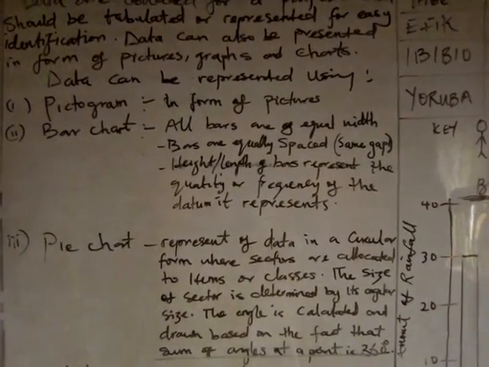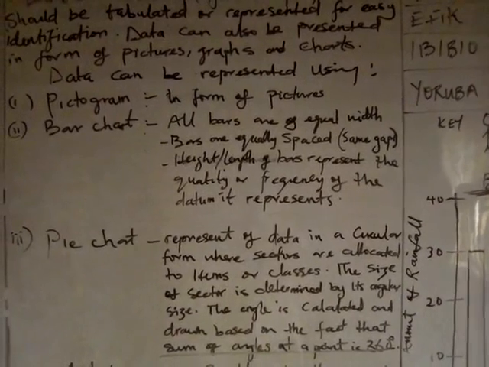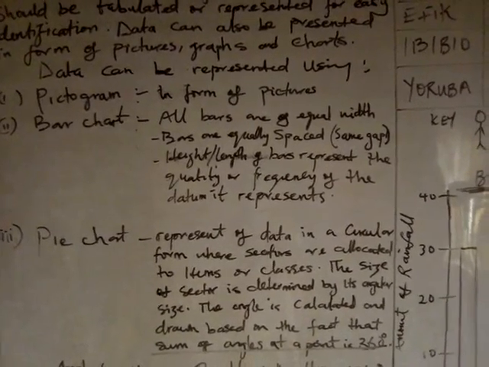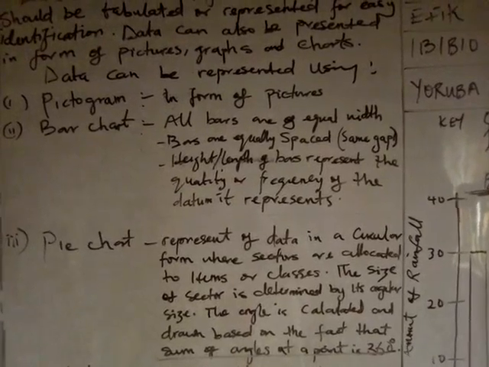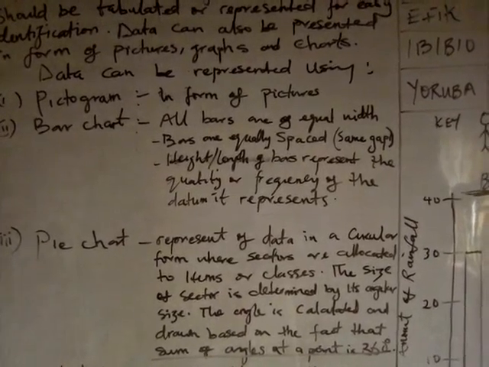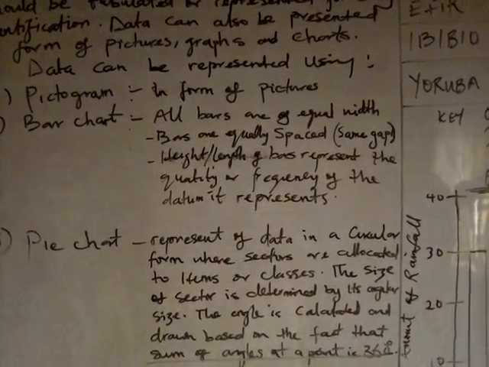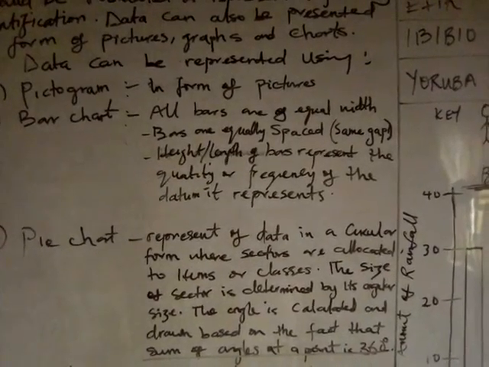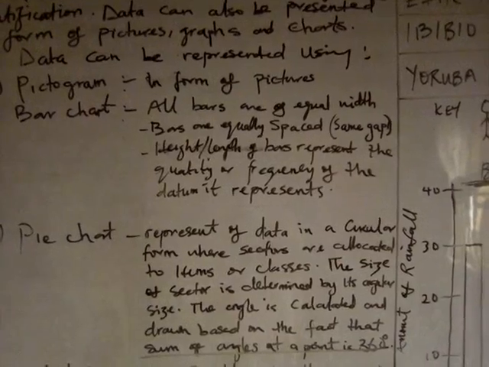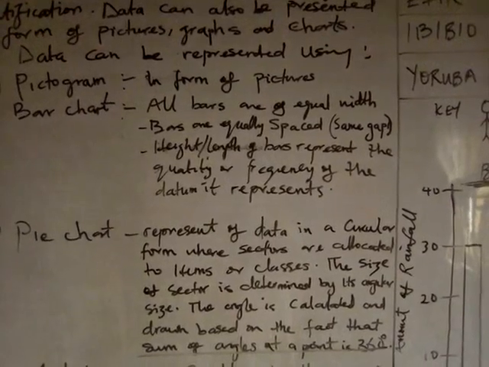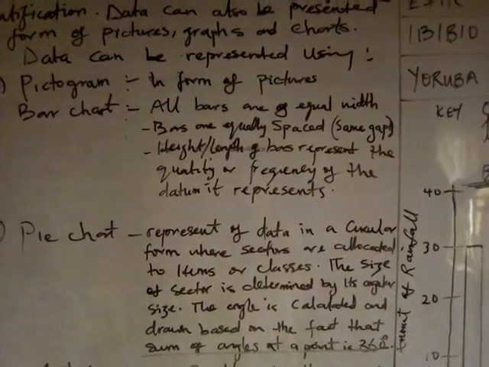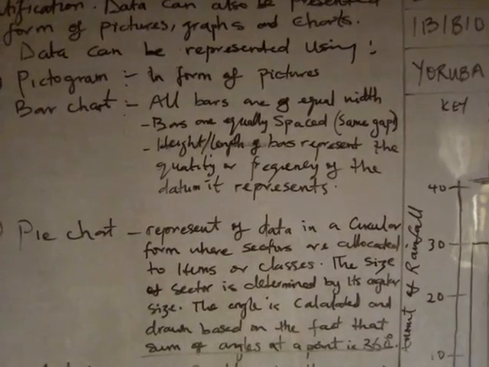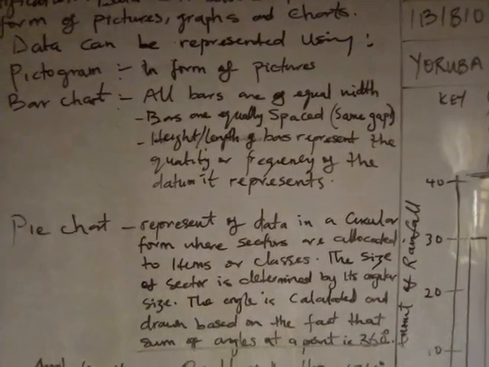Data can be represented using a pictogram, in the form of pictures, or bar charts. All bars in a bar chart are of equal width. So if you want to represent your data with a bar chart, you must make sure that all bars are of equal width. Bars are equally spaced. There must be the same gap between those bars, and the height of those bars represents the quantity or frequency of the datum it represents.